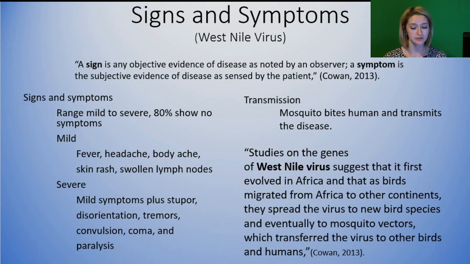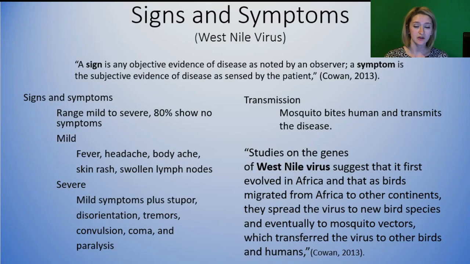Some of the milder symptoms may be fever, headache, body ache, skin rash, and swollen lymph nodes, and some of the severe symptoms can be the mild symptoms plus stupor, disorientation, tremors, convulsion, coma, and paralysis. Now, transmission: how is the disease transmitted? It's transmitted through mosquito bites. Mosquitoes bite humans, and that subsequently transmits the disease.